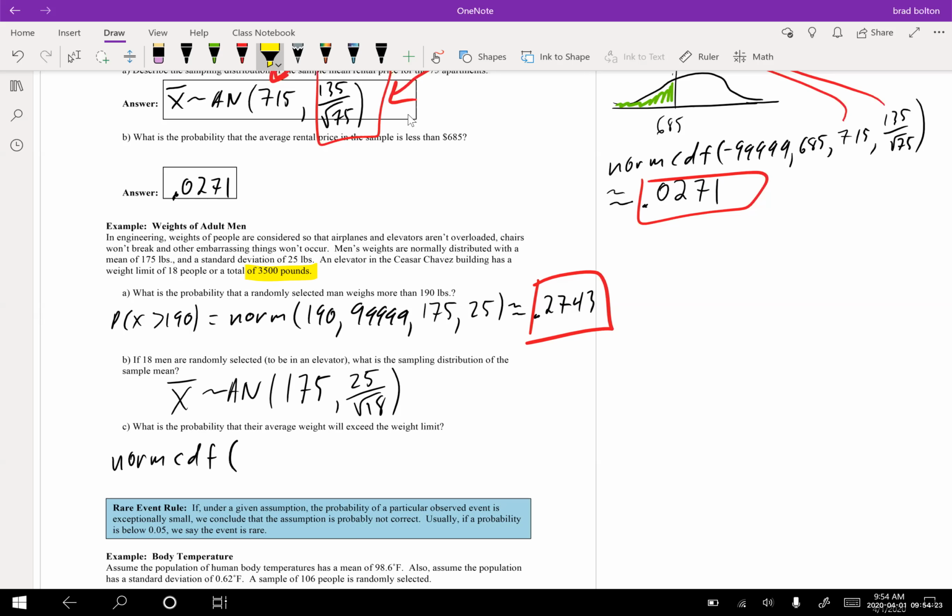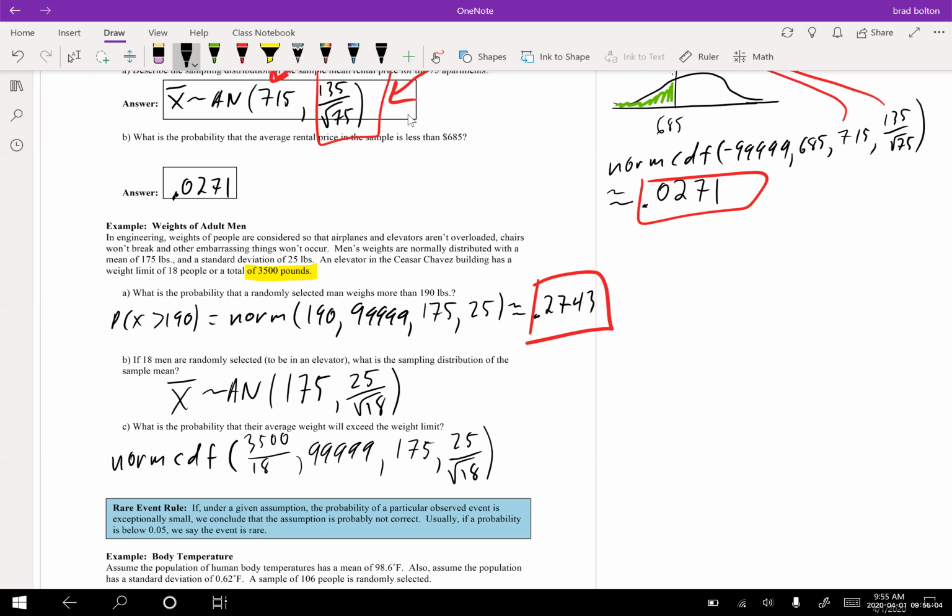And we're taking a sample of 18 men, okay? So what we're gonna do is we're gonna do 3,500 pounds divided by 18. So that would be 194.44, but just so I don't have a lot of error, I'm just gonna leave it as 3,500 over 18. I'm allowed to plug that in my calculator. And then it's going to exceed the weight limit. So is that below this number or above this number? Well, we're going to go above. So we're going to go 99999. We're trying to find the area above. And then we're still going to use 175. And we're going to use 25 divided by the square root of 18.